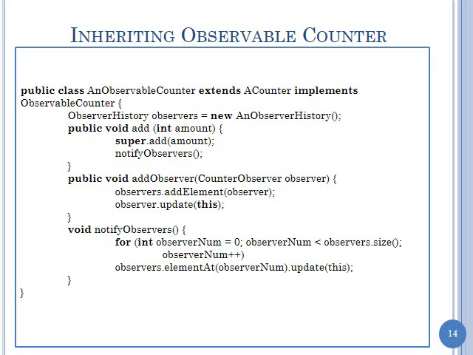I should have said observer counter extends the counter. I should have said super.add amount. Then the add occurred and notified in my add. And I don't have to have a get value now. And I have an add observer, remove observer, and notify observer, which are my additional methods. This is my inheritance approach.